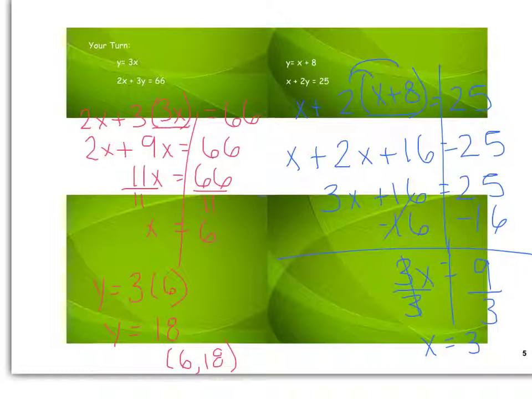We have to go back, plug it in. So, I'm going to plug it into that first equation, y equals x plus 8, but instead of putting x, I'm going to put 3 plus 8. Y equals 8, 9, 10, and 11. So my final answer, ordered pair, my x is 3 and my y is 11. Final answer.